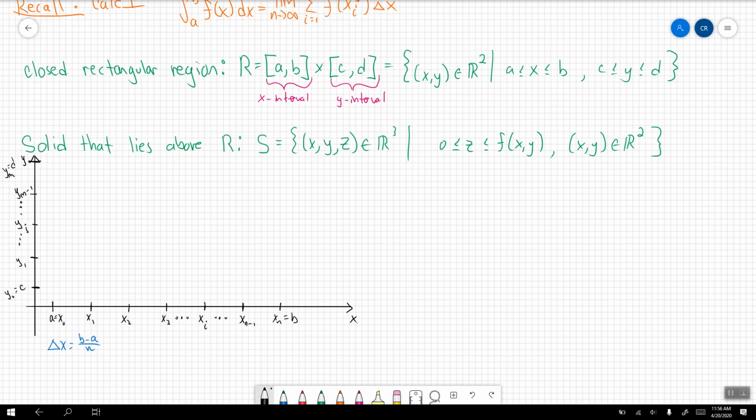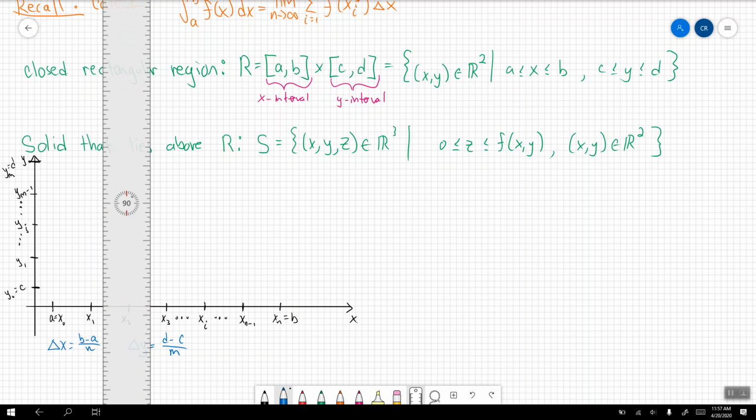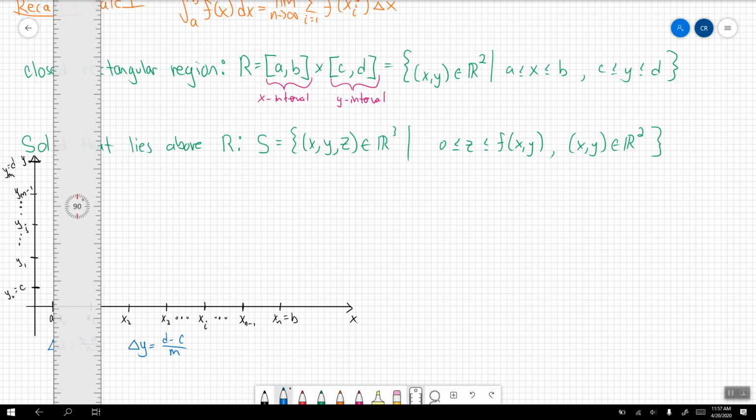All right, perfect. So now we got all these subdivisions set. And the subdivision that we chose for the y values, that was our delta y, is equal to d minus c divided by m. And again, m is just that subdivision for the y values. Perfect. Now what I want to do is start creating my rectangle here. So I'm going to go through and start creating this rectangle that I can now start observing.